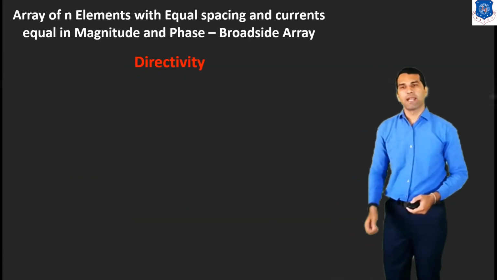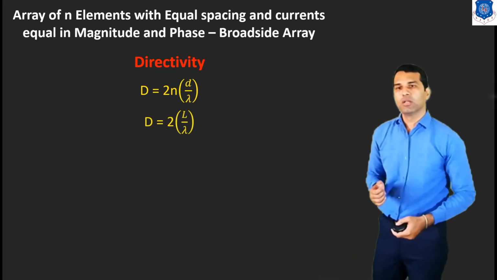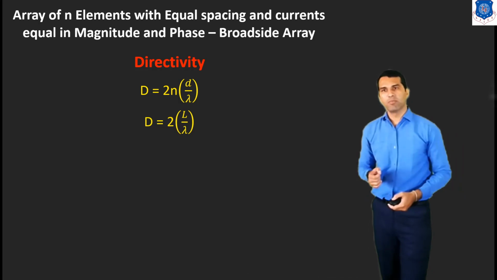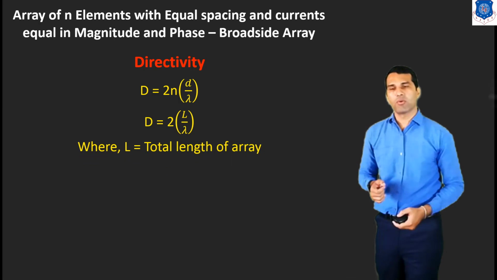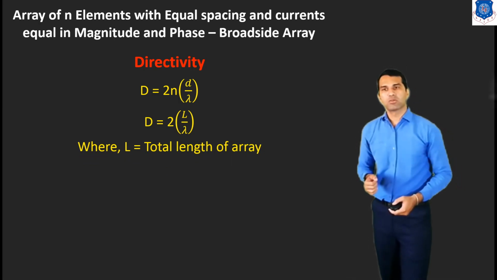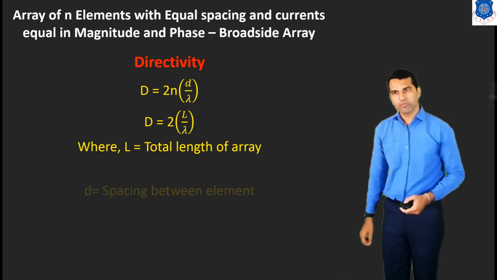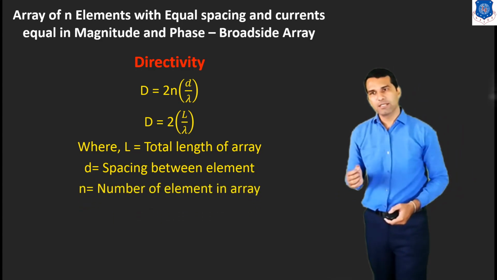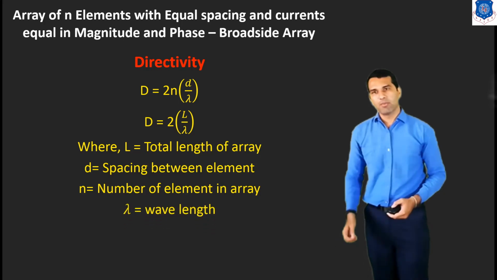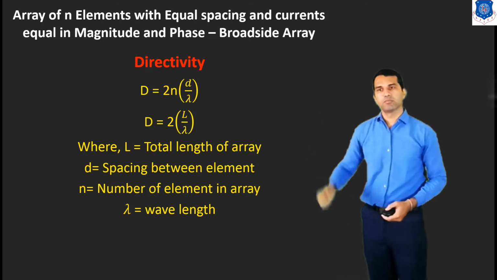Now the last term is the directivity. The equation for the directivity is D equals 2nd/λ, or we can also write the directivity in terms of L upon λ, that is D equals 2L/λ, where L is the total length of the array, d is the spacing between the elements, and n is the number of elements in the array. And λ, we know, is the wavelength. So this is the directivity equation.